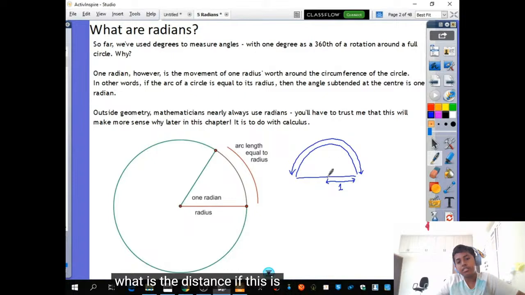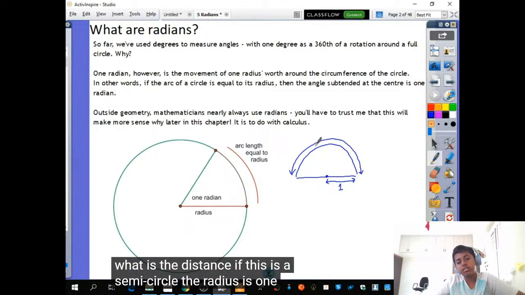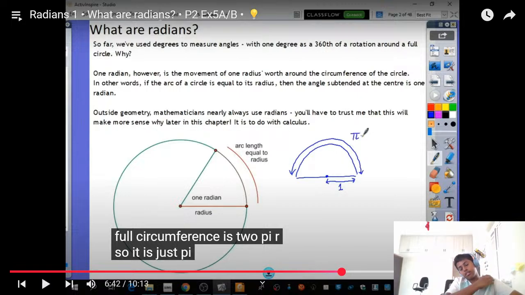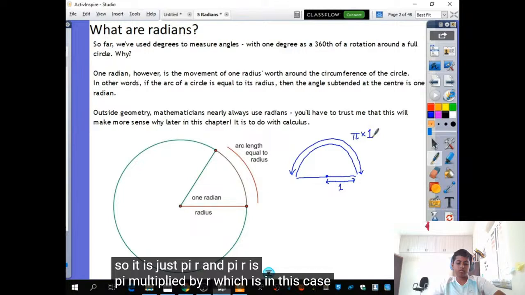If this is a semicircle, the radius is 1. The distance is just pi r, isn't it? Because the full circumference is 2 pi r, and if you divide it by 2, you're taking half the circumference, which is pi r. So obviously, it's 3.14. Just pi. And pi r is pi multiplied by r, which in this case is just 1.